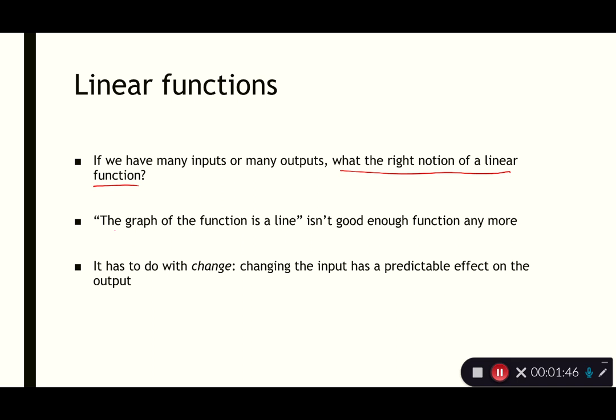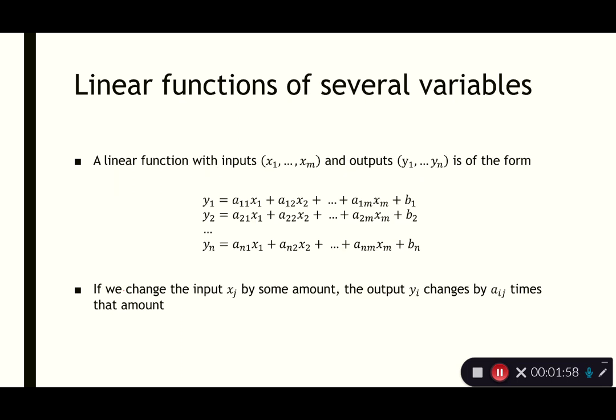And one way to think about this is in terms of change. A linear function is a function where changing the input has a predictable effect on the output, no matter where you are. So with that in mind, here's what a linear function with a bunch of inputs and a bunch of outputs looks like. If we've got m inputs and n outputs, a linear function expresses each of the outputs as adding up something times the first input, something times the second input, all the way up to something times the last input, and then plus maybe a constant.